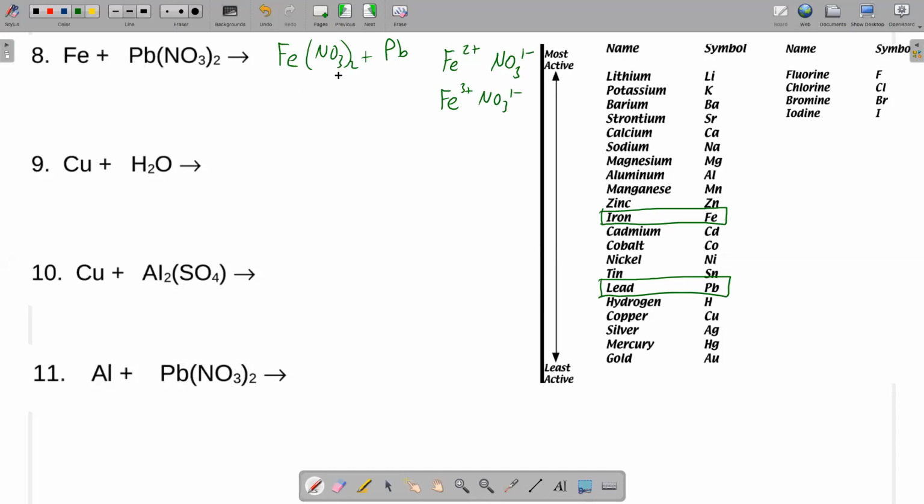But what's more important right now is that you know whether or not the reaction takes place and what replaces what. So the iron will replace the lead, and the lead goes on its own because the iron is above the lead on the activity series.